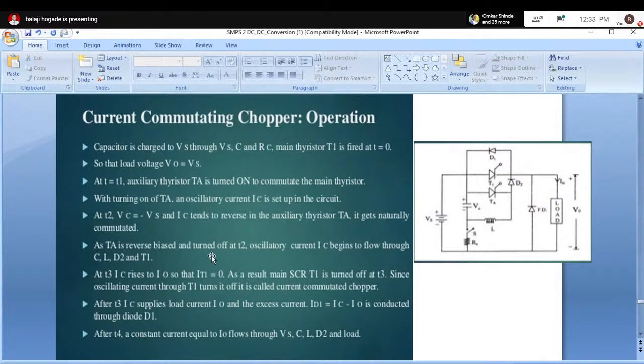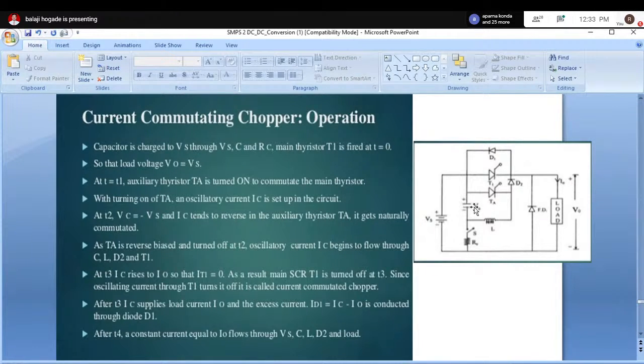As TA is reverse biased and turned off at T2, the auxiliary current IC begins to flow through C, L, D2 and T1. Now where from will this current flow? C, L, D2 and T1. T1 has not yet turned off. Remember, please remember, this is not yet turned off. It was turned on, but first what did we do? At t equal to 0, this is turned on. At t equal to T1, this is turned on, and at t equal to T2, this is turned off because the voltage polarities are reversed.